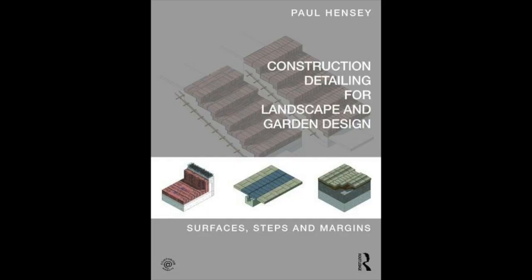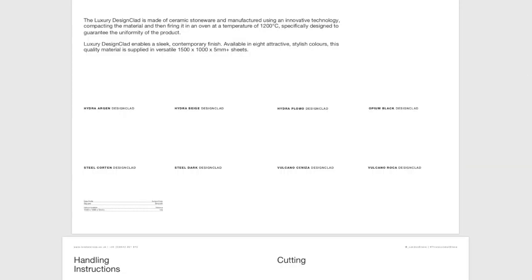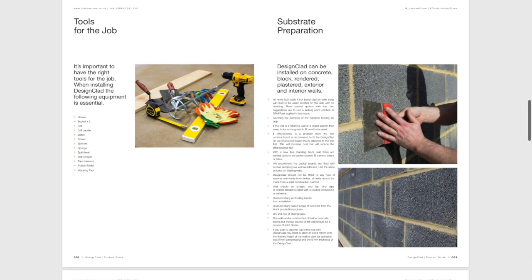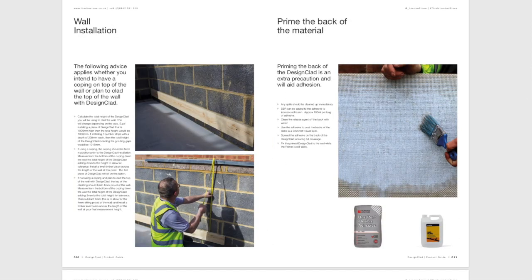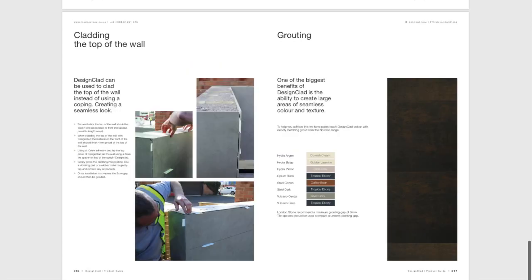Now, Paul Hensey is a fellow of the Society of Garden Designers and has written a book that's well worth getting. Construction detailing for landscape and garden design. It's not quite as cheap at just over 50 quid when I look, but again, I think it is well worth the investment. Finally, don't forget your suppliers. If a company sell a product, then they should be able to advise you on it. London Stone have some great resources on their website, as do Landscape Plus and various other suppliers, but most should be able to help you.